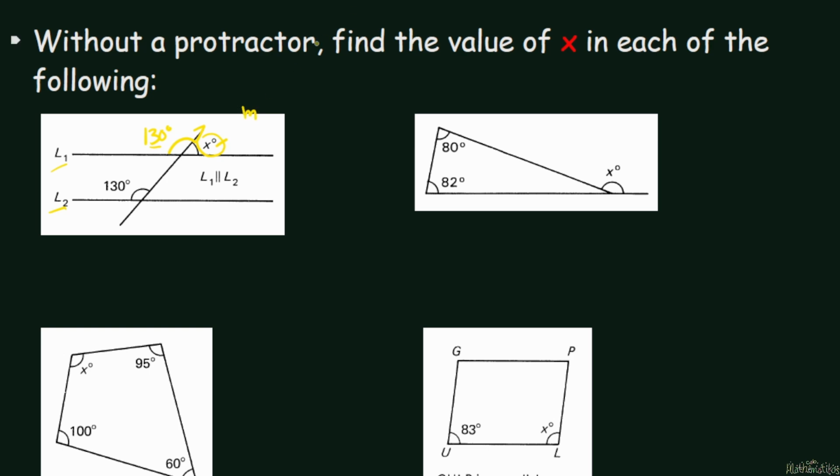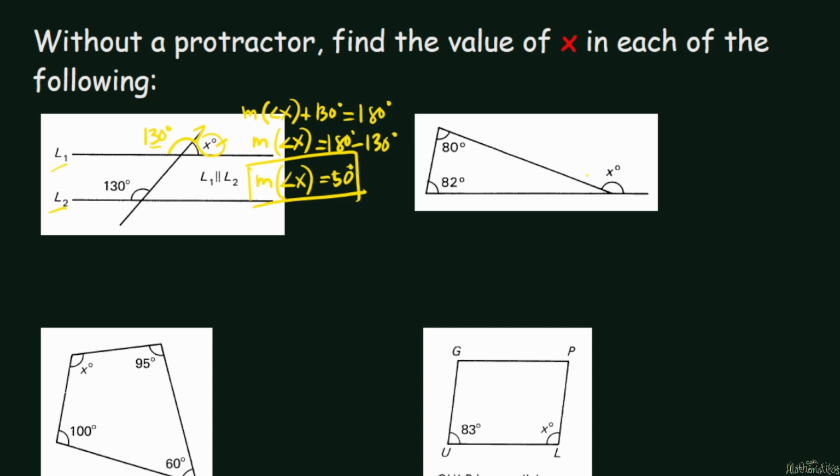So the measure of angle x plus 130 degrees is equal to 180 degrees. So the measure of angle x here is equal to 180 degrees minus 130 degrees. So our x is equal to 50 degrees.